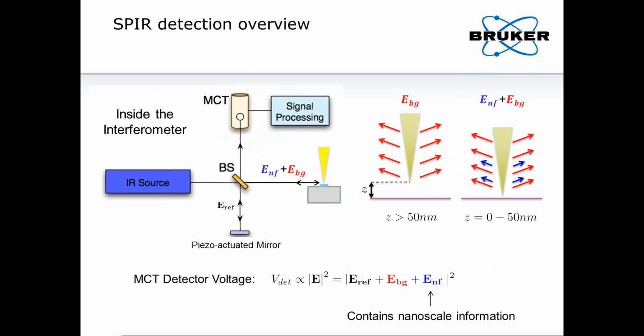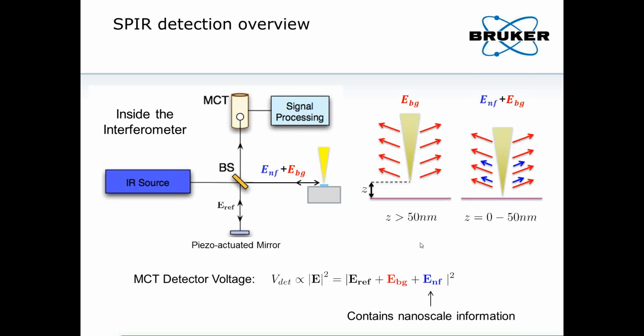So here we show a diagram that demonstrates how the interferometer operates. The light that is collected from the tip will go back into this interferometer, where it is combined with the reference field, which is a portion of the infrared laser's radiation that was split off by this beam splitter in the middle. We are able to control the phase difference between the reference field and the light scattered by the tip by actuating a mirror to specific positions.